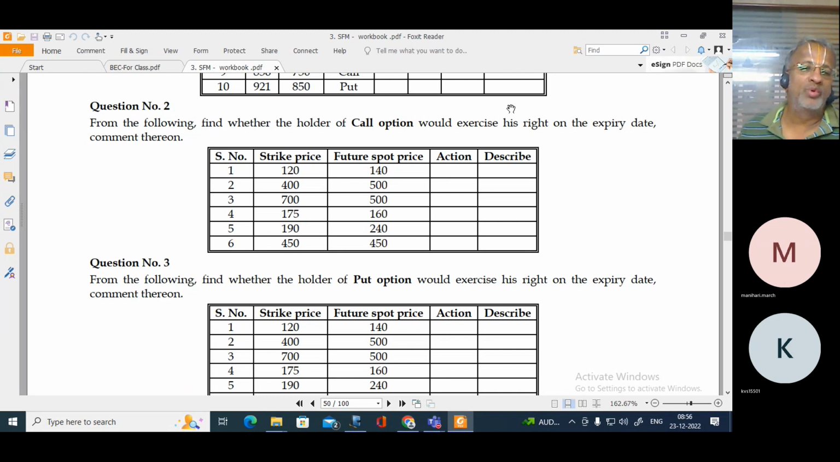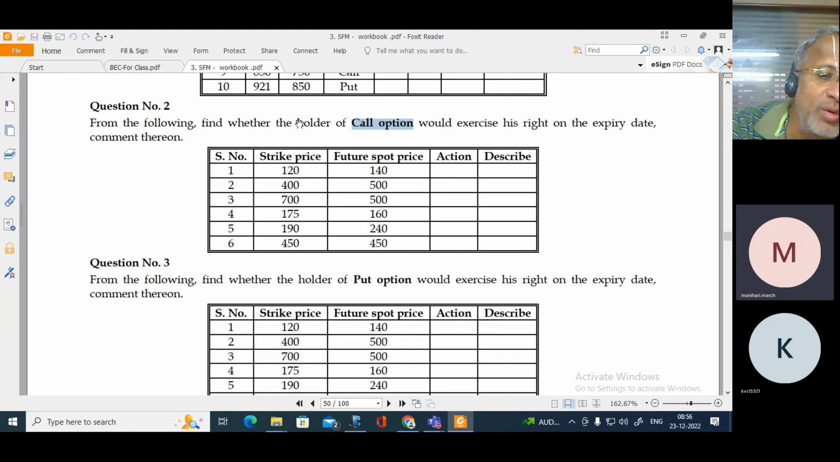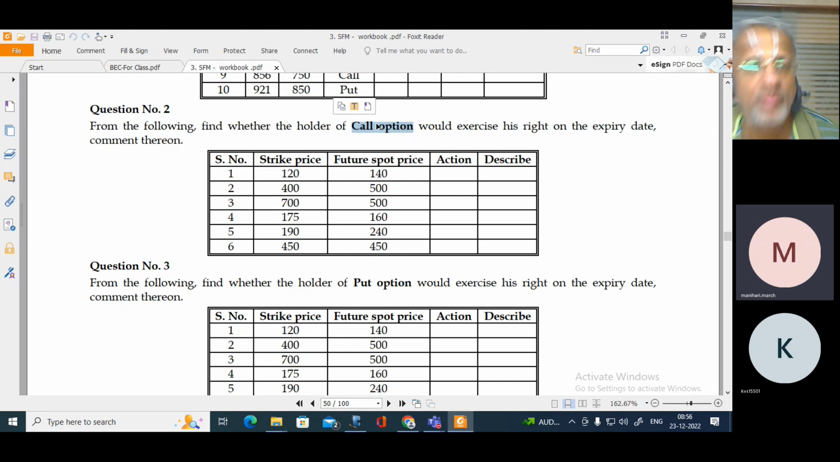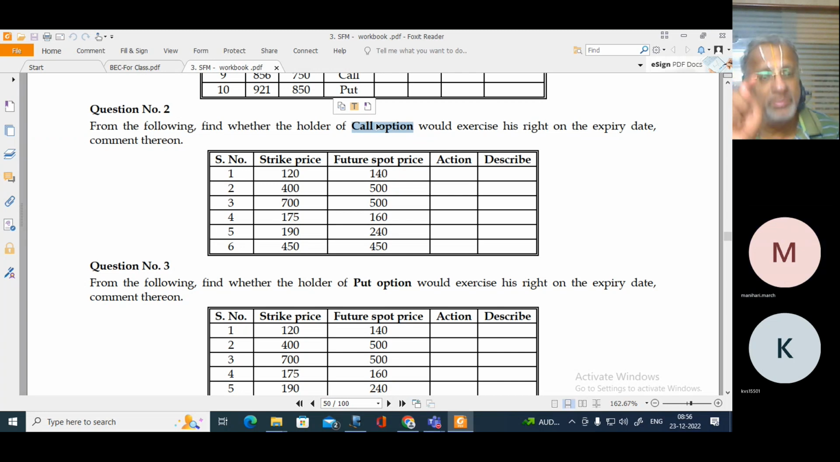Then question number 2. From the following, find whether the holder of a call option would exercise his right on the expiry date. Comment thereon. So first one, strike price 120, future spot price 140. Please understand that it is a call option holder. Therefore, you will make profit, and you have to describe. Exercise. What is that you have to describe? In the money is what you have to tell.